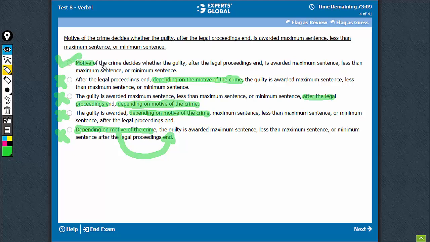Although it has its own shortcoming, that it makes motive the subject of the sentence, this mistake is smaller compared to the other bigger mistakes committed here. A is the best of the lot.